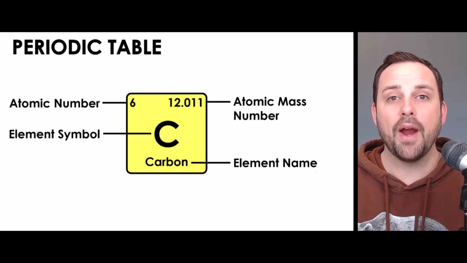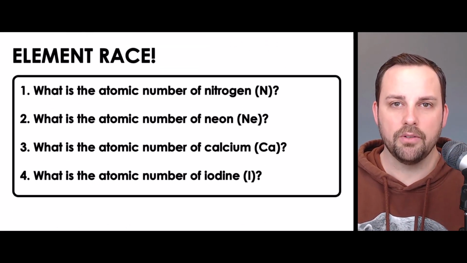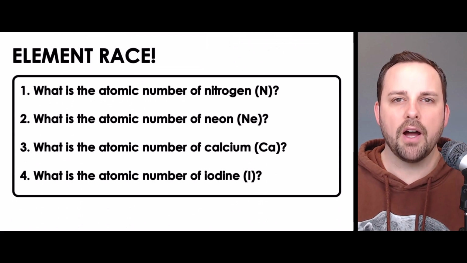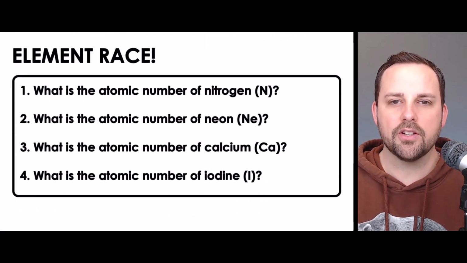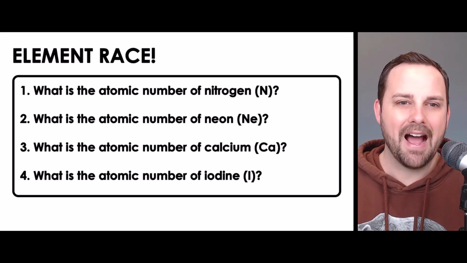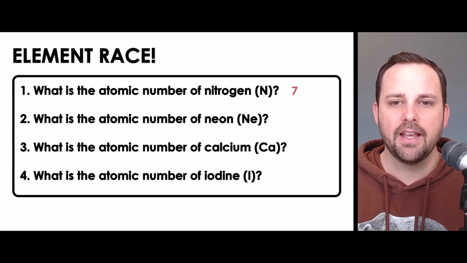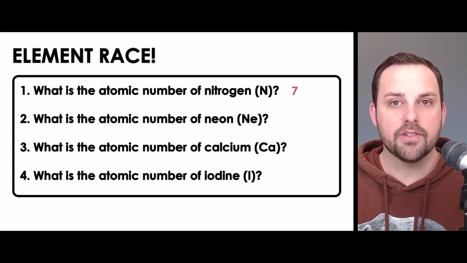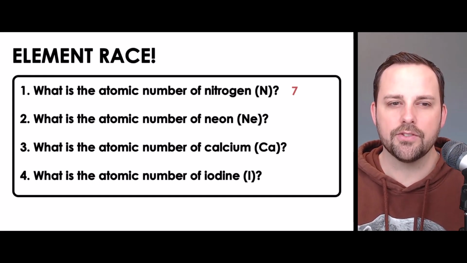So now let's get some practice using the periodic table. Get your periodic table out and pause the video to answer these questions. After you're done, I'll give you the correct answers. Question number 1, the atomic number of nitrogen is 7. So that tells us that nitrogen always has exactly 7 protons in its nucleus.